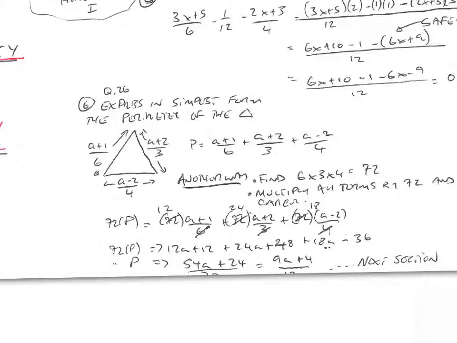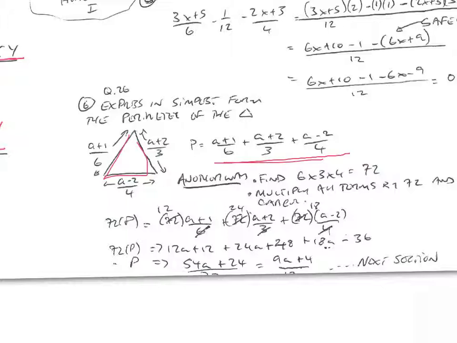Okay, question 26. Express in simplest form the perimeter of the triangle if these are the lengths of the sides. So the perimeter is equal to a plus 1 over 6, plus a plus 2 over 3, plus a minus 2 over 4. You could do that the way we've been doing it: find the lowest common multiple, which is 12, and carry on like that. 6 and 3, yeah, is 12, okay?